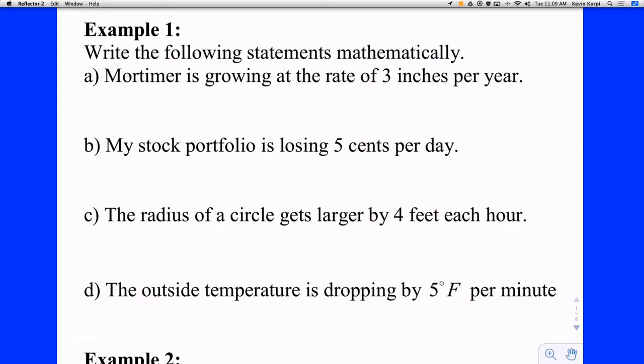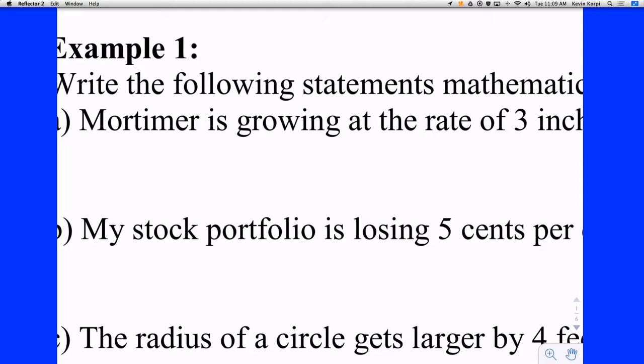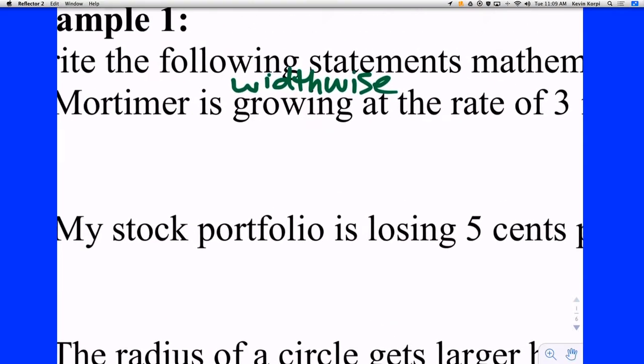Wider? What did you say, Berkeley? Wider. You want to go with wider? It's kind of vague. We can say it. So Mortimer is growing widthwise, we would say. This is kind of vague, and I left it vague on purpose so we can have this discussion. I thought you were going to say with confidence. At a rate of 3 inches per year.